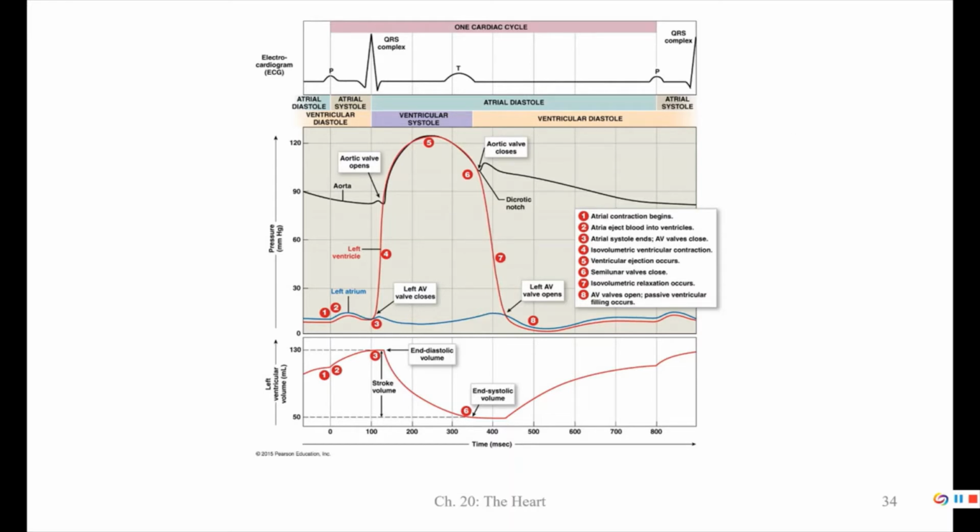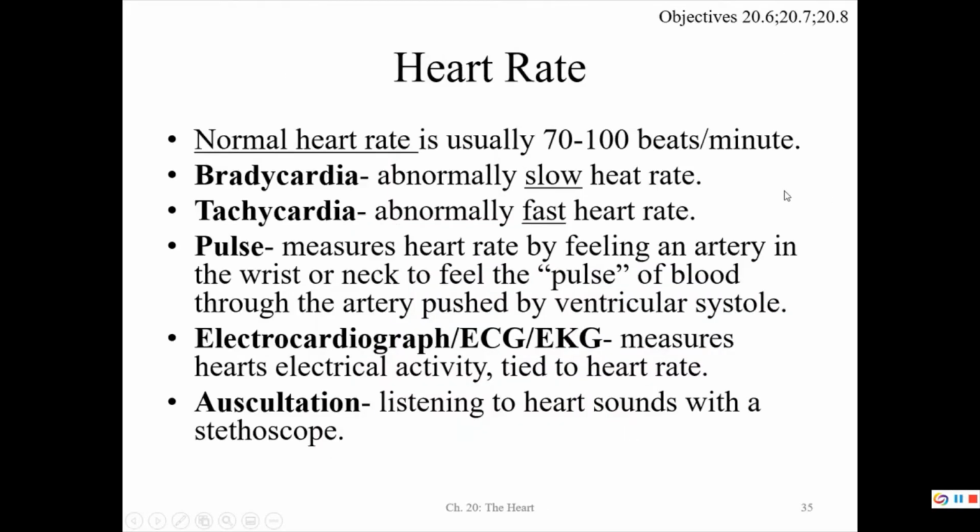There will be an atrial systole and atrial diastole, atrial ventricular systole and diastole, and things like that are all seen here. Okay, now let's talk about heart rate. Heart rate's how fast the heart beats, as we should know. Now, it's somewhere between 70 to 100 beats per minute in a normal heart rate. Now, it can be higher, of course.